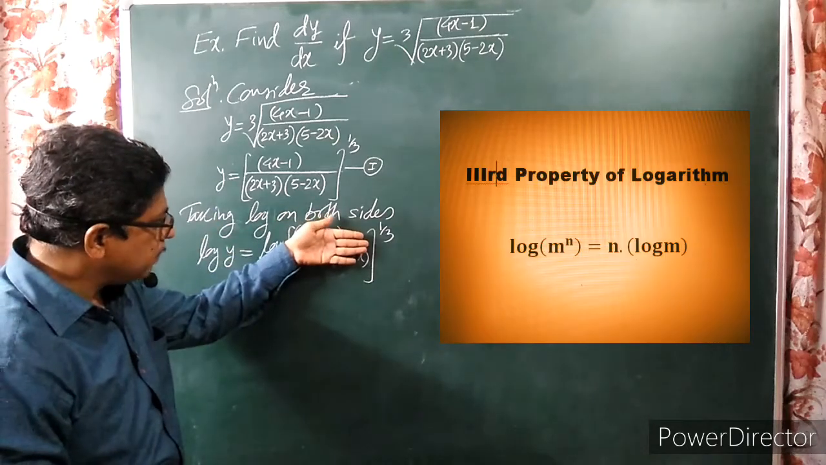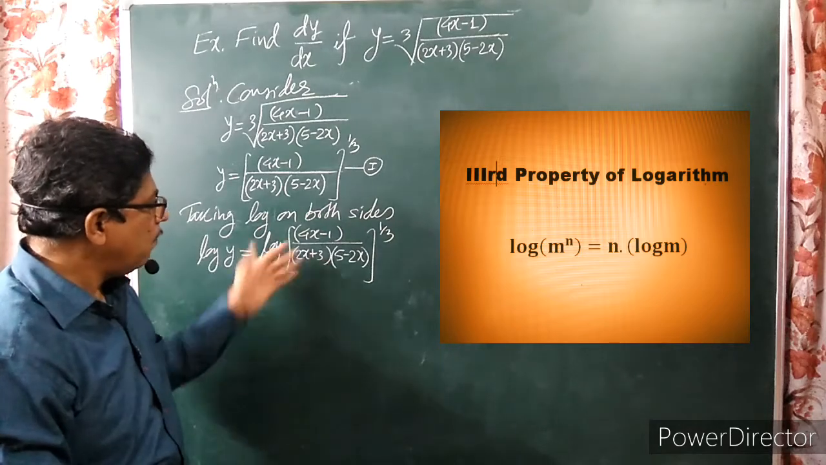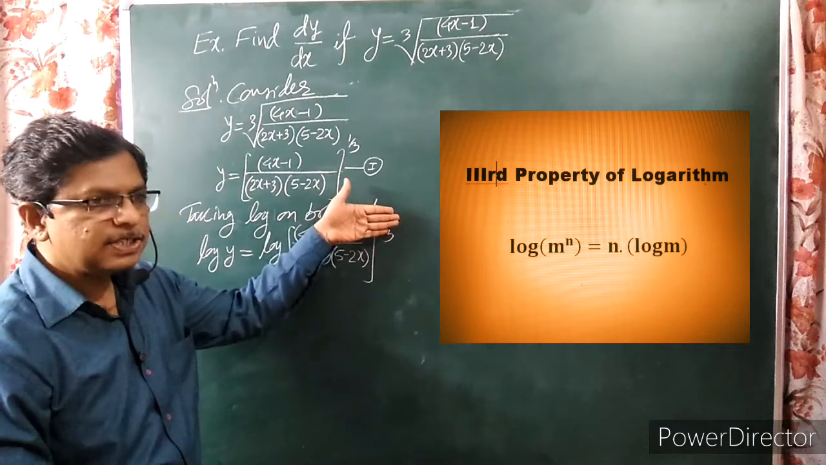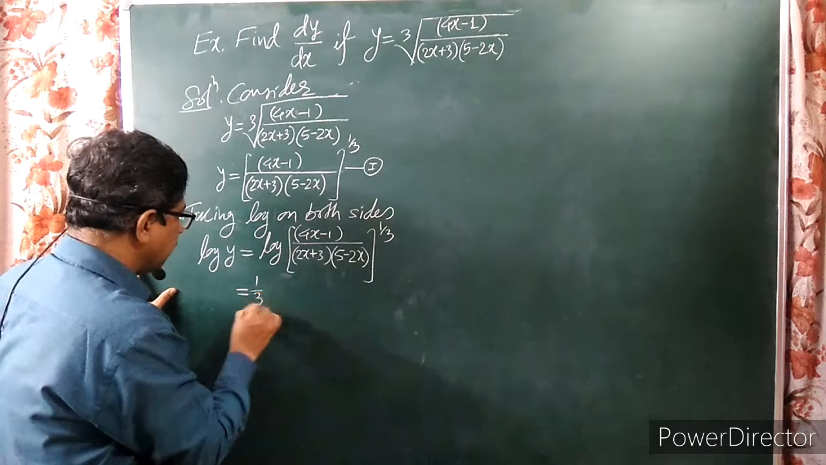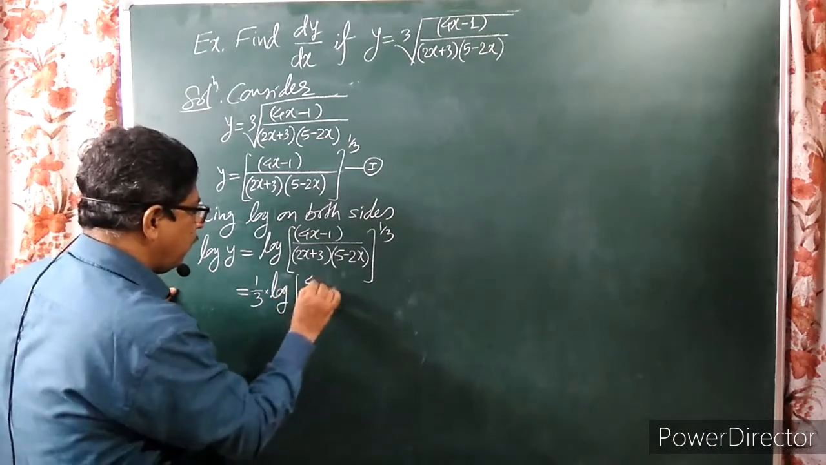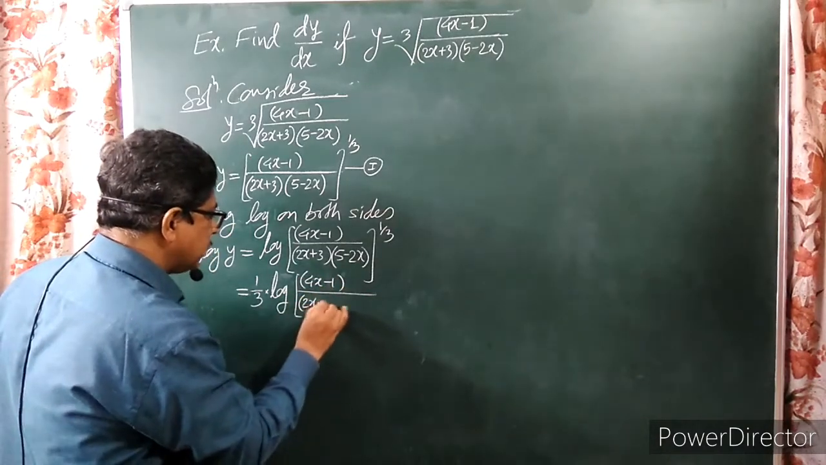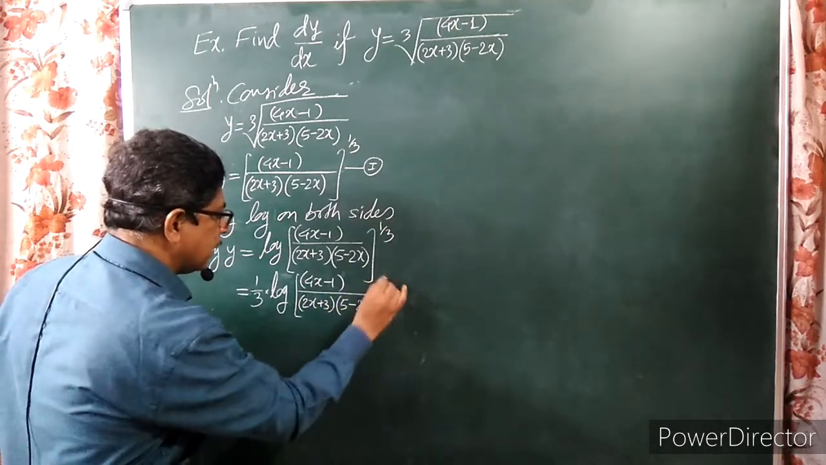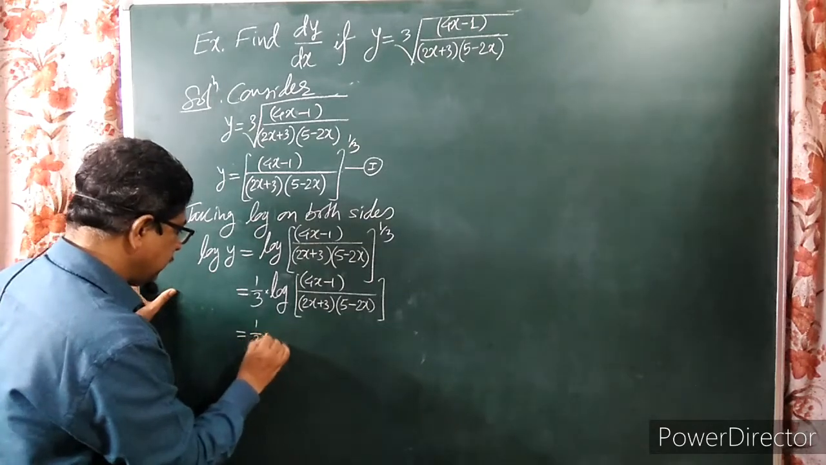Here log of this bracket raised to 1 by 3 is there, so we'll use the property log of m raised to n. Log of m raised to n is n into log m, so we can write this as 1 upon 3 into log of 4x minus 1 is divided by 2x plus 3 into 5 minus 2x, which is equal to 1 by 3 keep as it is into.